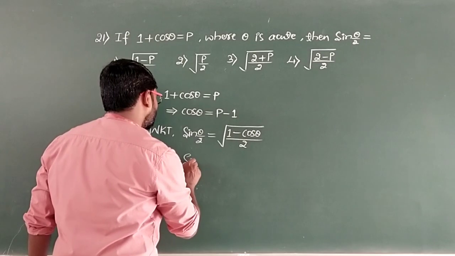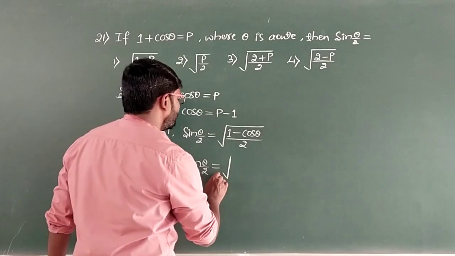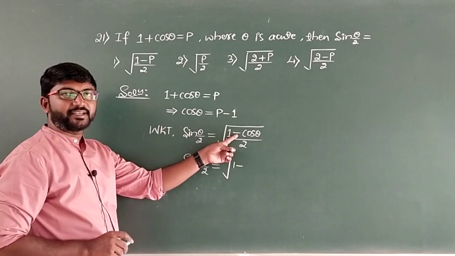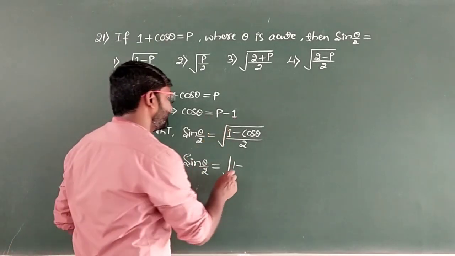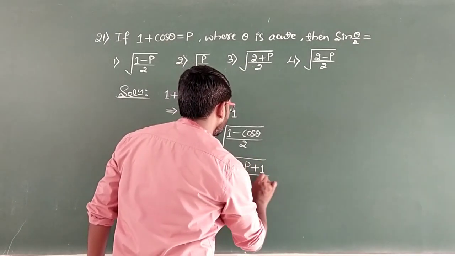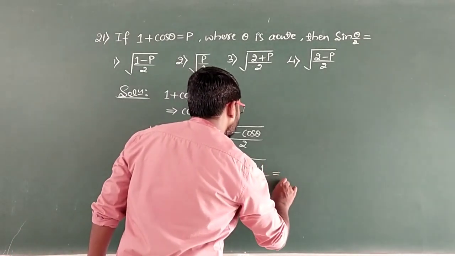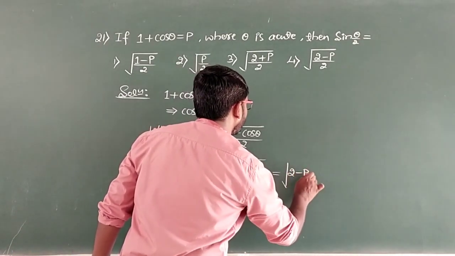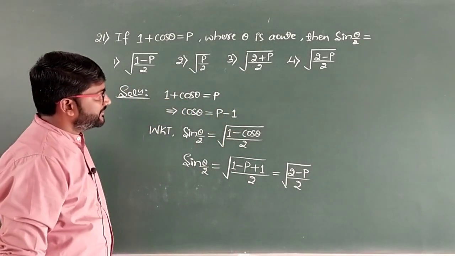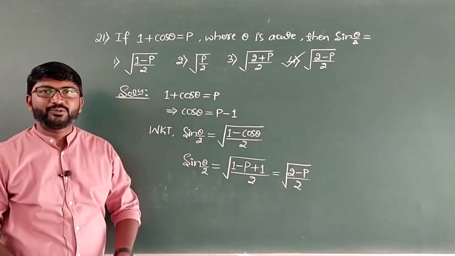So sin theta by 2, this is equals to square root of 1 minus, what is cos theta now? Cos theta is P minus 1 and here you have the minus sign. Minus will be multiplied to both the terms. So we get 1 minus P plus 1 divided by 2. So now 1 plus 1 it will be 2. So which is equals to square root of 2 minus P divided by 2. So this is the required answer. Search for the options now. So option 4 is the correct answer. Square root of 2 minus P divided by 2.